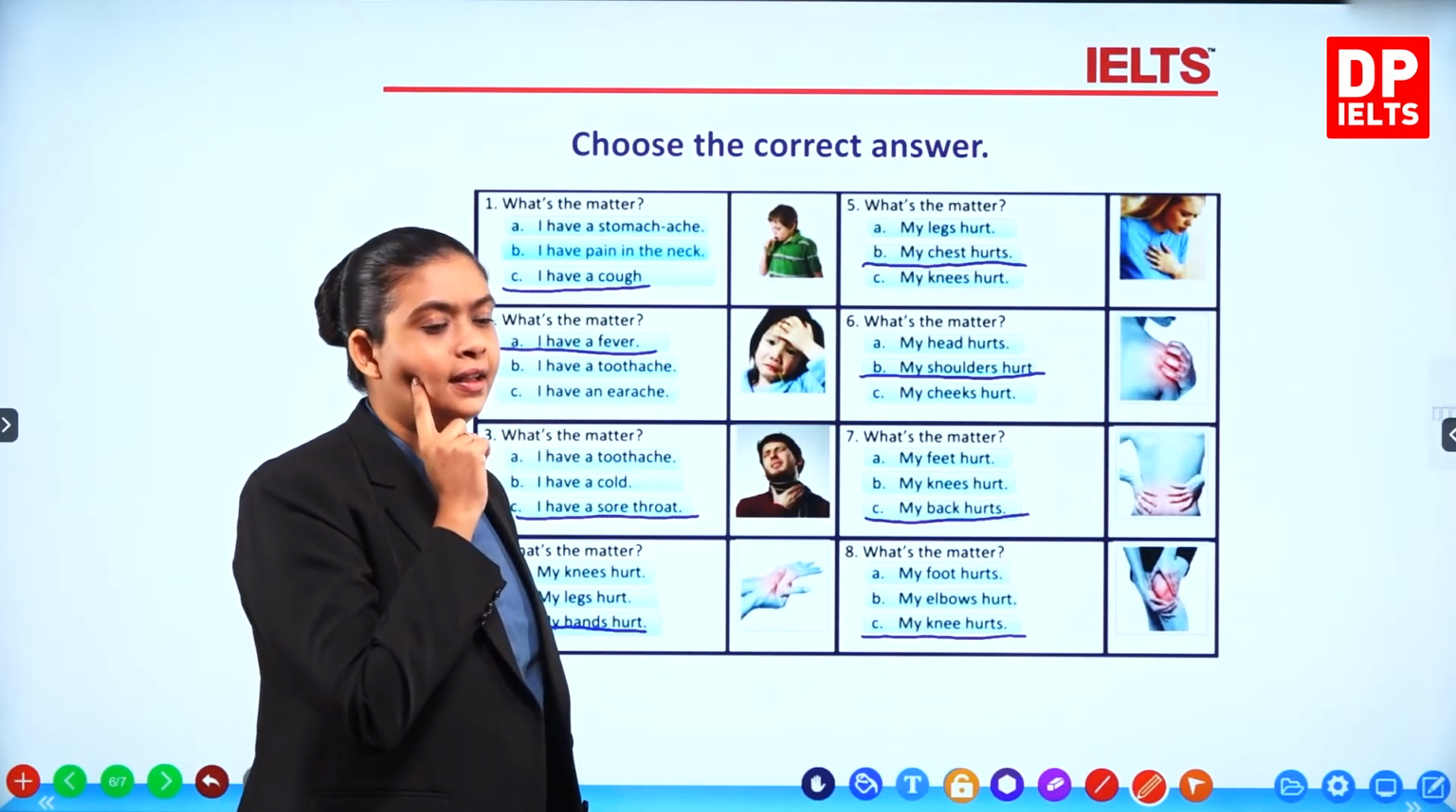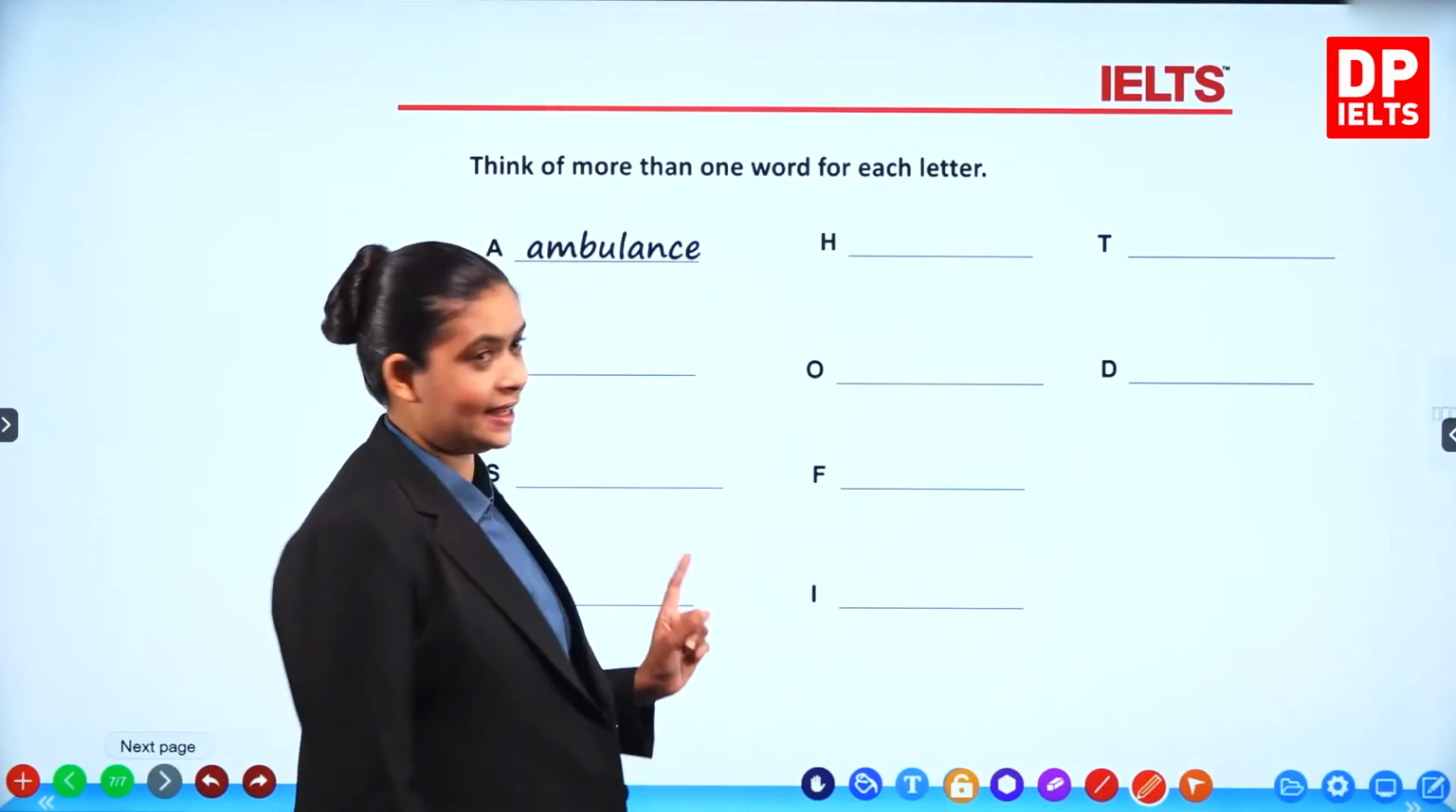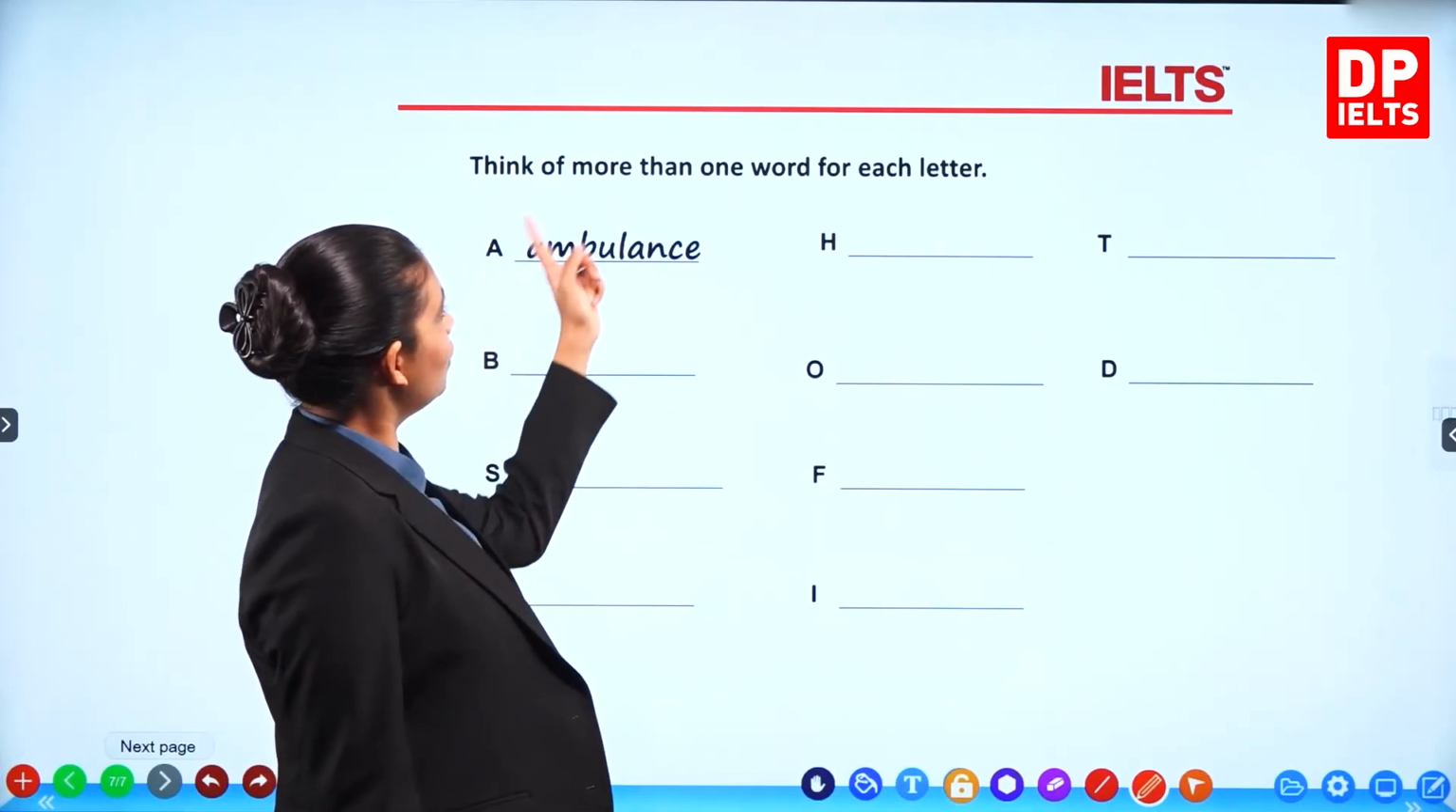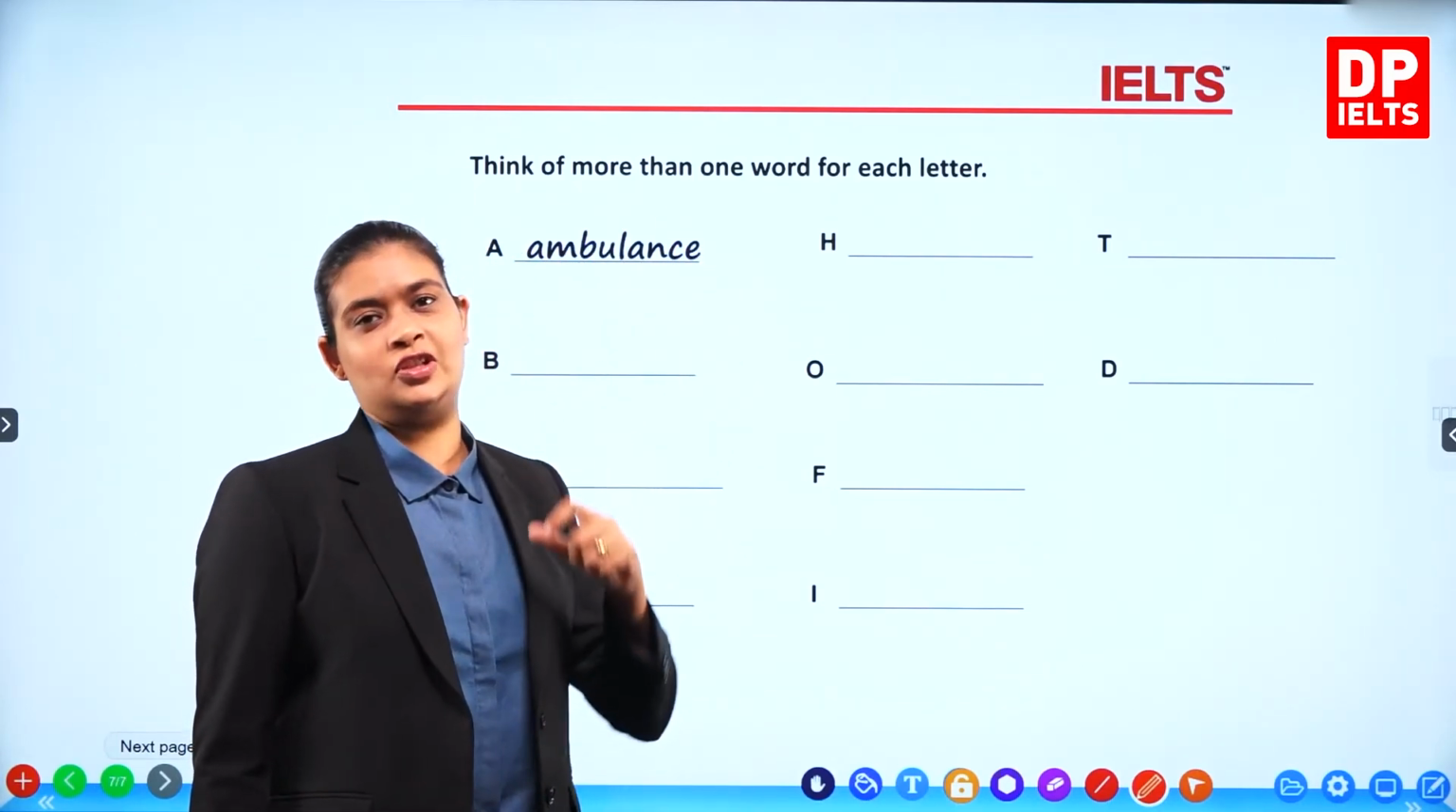Toothache. Let us have a look at the next activity. Think of more than one word for each letter, right?